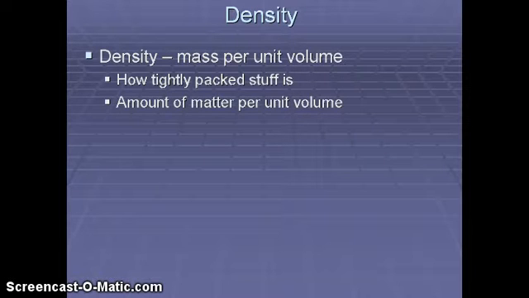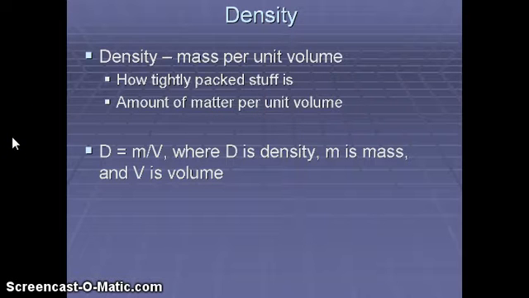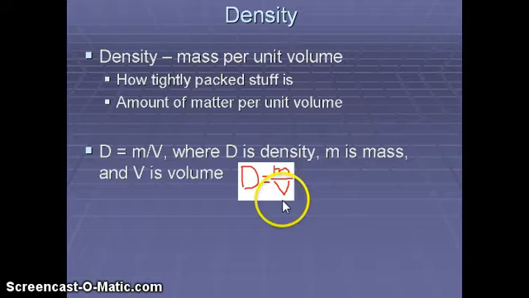Another formal definition is amount of matter per unit volume. And that makes sense because the word mass just means amount of matter. The formula for density is D equals m divided by v, where D is density, m is mass, and v is volume. And a good way to remember this is if you actually write it out. This part kind of looks like a broken heart. It's a little depressing, but density equals broken heart.